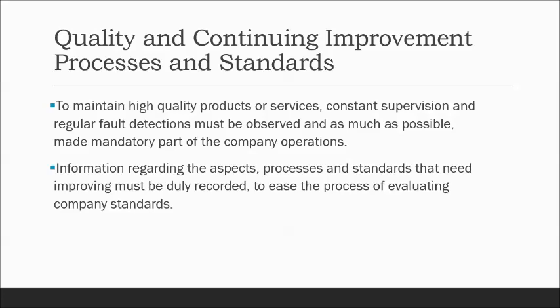Another example of this, class, I don't know if you have heard or read the news about a certain food chain whose food had a cockroach. That means they have no quality control, or they don't check whether their product was made properly. Okay? So information regarding the aspects, processes, and standards that need improving must be duly recorded to ease the process of evaluating company standards. So there must be a process, a procedure, a step-by-step procedure, so that the quality controller knows that this product was made correctly. So it is impossible to have a problem.